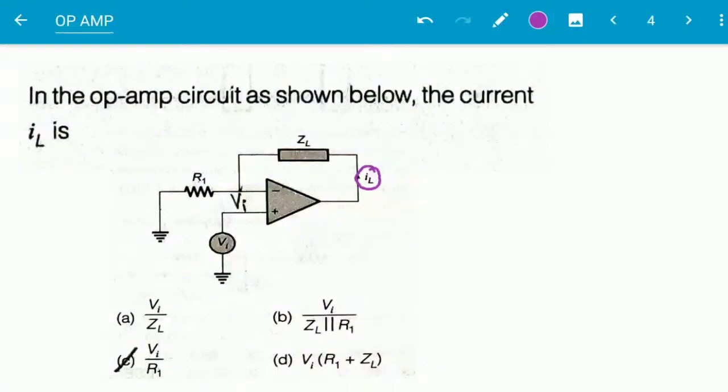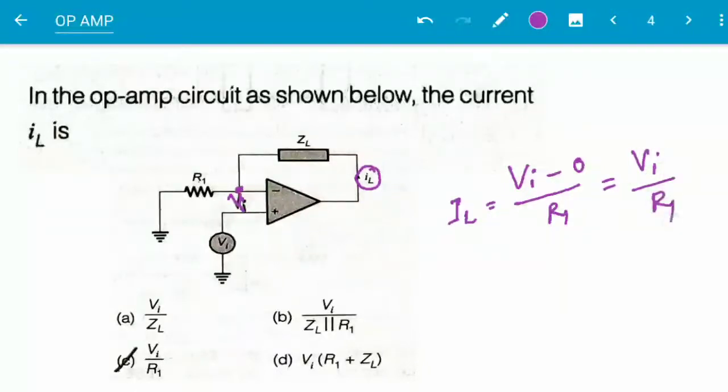So here, the voltage given to the non-inverting terminal is Vi, so here also we will get Vi voltage. So what will be the current from here to here? Current IL will be equal to (V input minus 0) by R1, which is equal to Vi by R1.